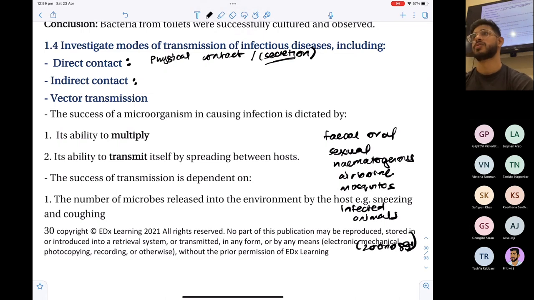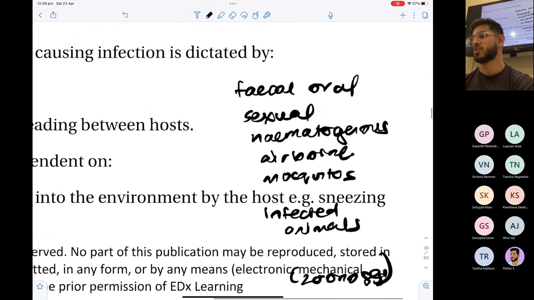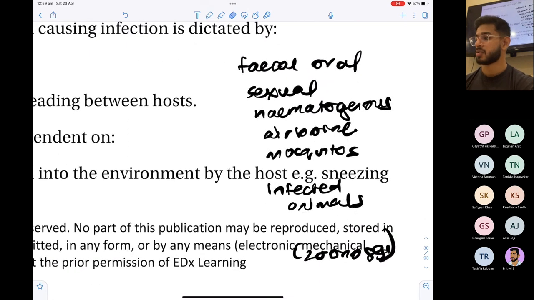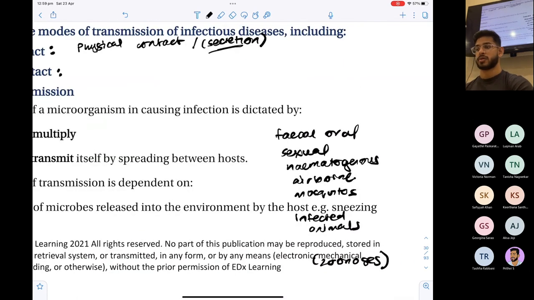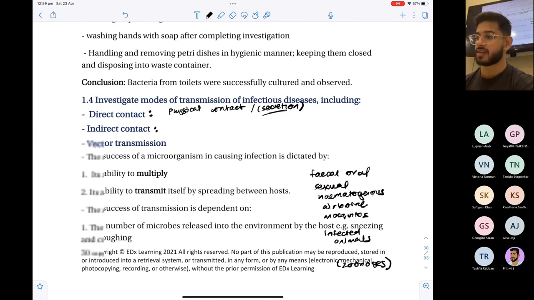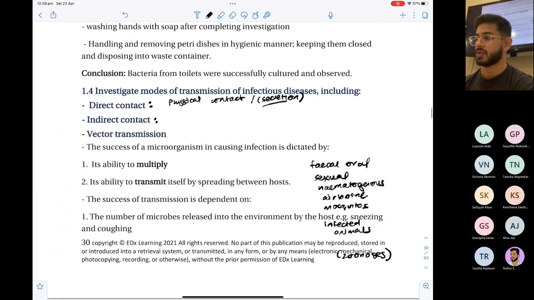Zoonosis or infected animals. Zoo, animal. Zoonosis is animal transmission. Like a human to animal. Yeah, that's zoonosis. Good. Excuse me, sir. Yeah? What's the activity? Like, what do you want us to do? I want you to classify this as direct and indirect vector, all of these categories.